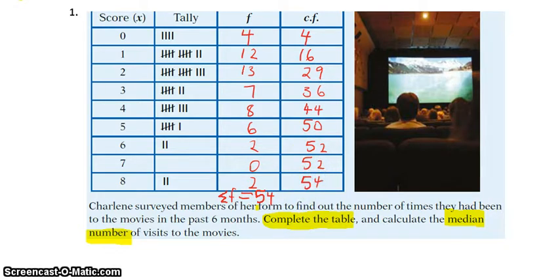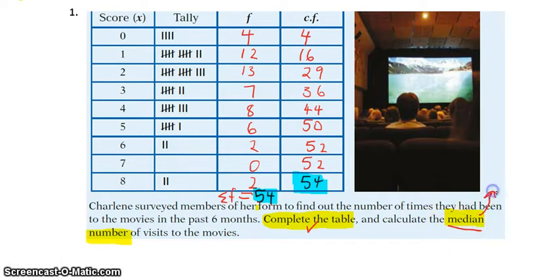And you can see that we've done our work correctly because this value, the cumulative frequency at the last value, is the sum of the frequencies. Okay, so we've done the first bit. We did this complete the table bit, so we can tick that off. But we need to now work out the median.